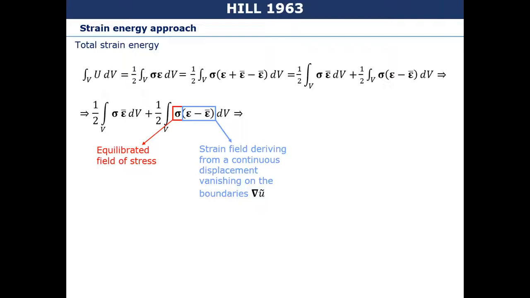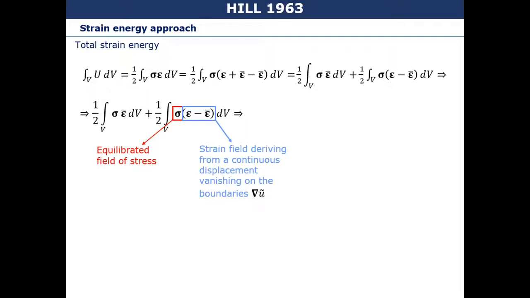The second term here is due to an equilibrated field of stress and due to a strain field, that is the difference between the actual strain field in the heterogeneous material and the average value of the heterogeneous medium.